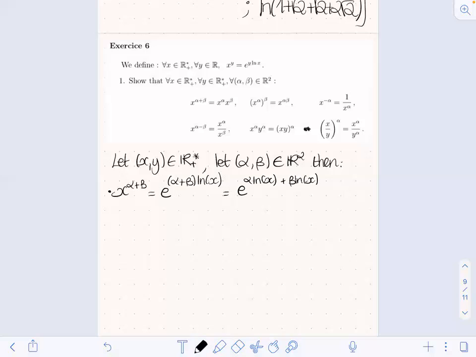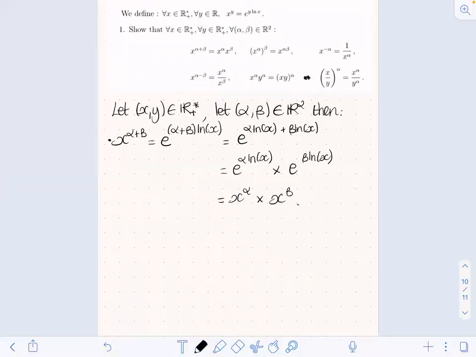And then what can we use from there? That is the same as e to the alpha ln of x times e to the beta ln of x. Of course, we use the exponential function properties, so we get the following product. Then using the definition of x to the power alpha and x to the power beta, we reach a conclusion. To prove all of these formulae, it's a case of using the definition and then rewriting things with the properties of the exponential function.